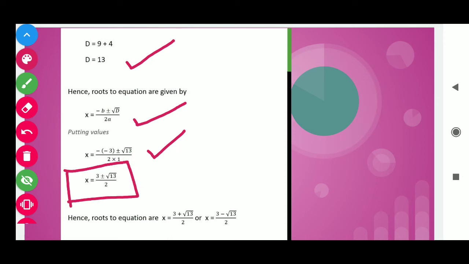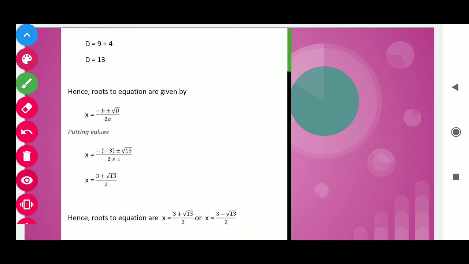Students, first put the positive and then put the negative sign. In this way we get the two values because a quadratic equation has degree 2. In this way we get two roots. Now students, move to the next question.